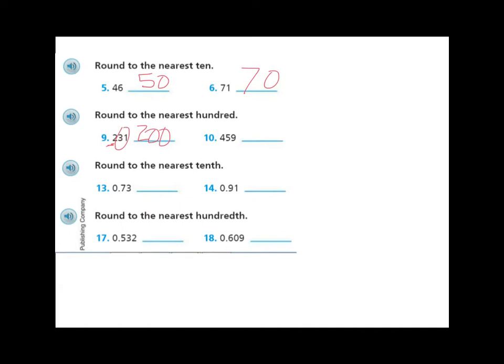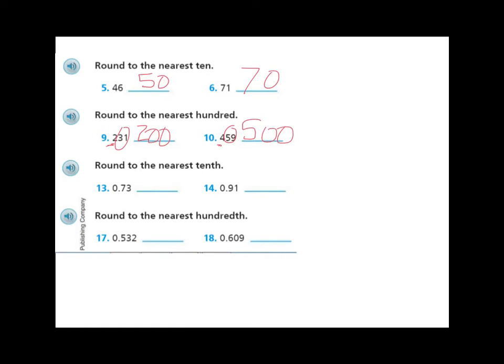The line's going to stay the same. Now here, my hundreds digit is 4, and my middle number is a 5. Oh, 5 to 9, add 1. That's the game. So the nearest hundred is 500.